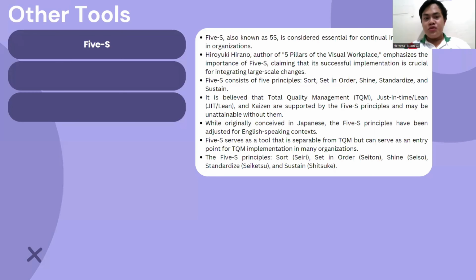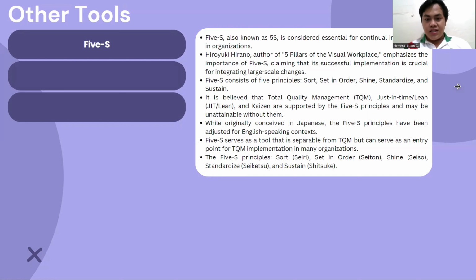Okay, another tool is 5S. 5S is considered essential to continual improvement in organizations. Yuki Hirano, author of Five Pillars of the Visual Workplace, emphasizes the importance of 5S, claiming that successful implementation is crucial for integrating large-scale change. 5S consists of five principles: sort, set in order, shine, standardize, and sustain. It is believed that total quality management, just-in-time, lean and Kaizen are supported by the 5S principles and may be unattainable without them. While the concept is originally Japanese, the 5S principles have been adapted in English-speaking contexts.